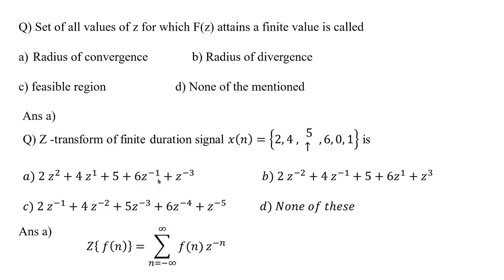So don't get confused. Remember, on the left hand side n takes the negative values, and on the right hand side n takes the positive values. Just make use of the formula of z transform. Over here f of n means these values, and just go on putting the value of n according to the sequence given. Sometimes people may get confused that B is the correct one, but B is not the correct one. Just make use of this definition of z transform properly. So A is the correct option.